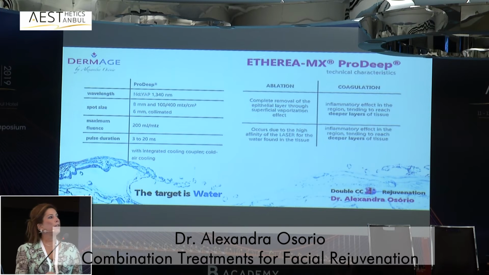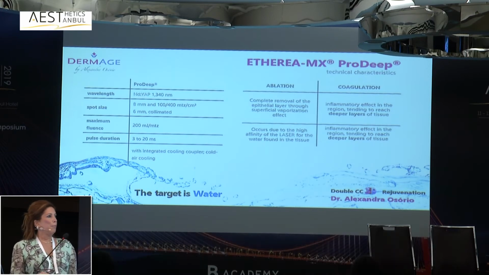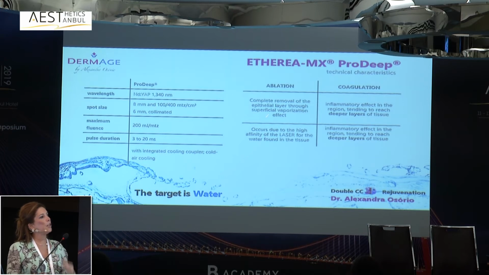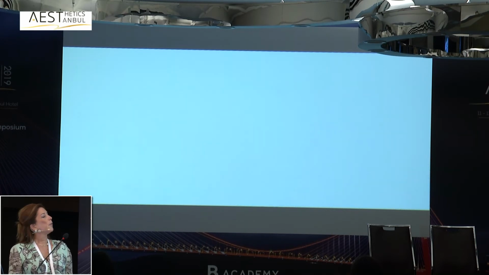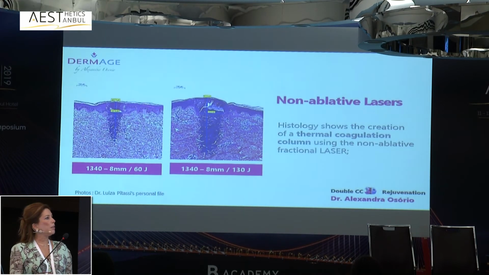It's a platform, Etheria platform, with this pistol. It's neodymium. I treat with milligrams, 400 MTCs per square centimeter. With these lasers, we have an ablation with complete removal of epithelial layers through the superficial vaporization effect. And it's going to do an inflammatory effect in that region I treat, tending to reach deeper layers of the tissue. So we can see in histology, we have a thermocoagulation column and then a shrinking of the tissue.